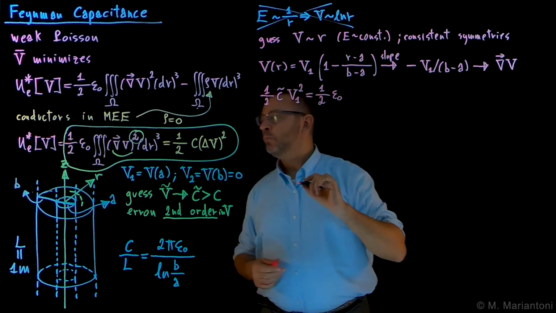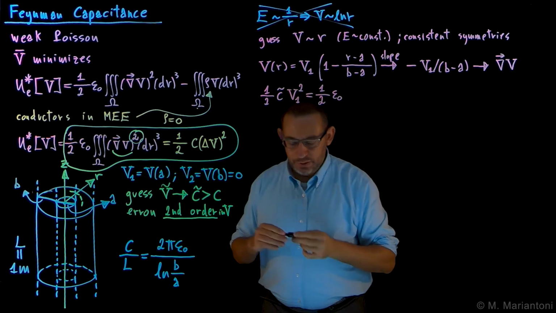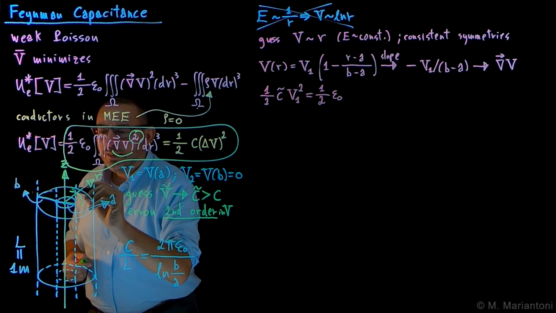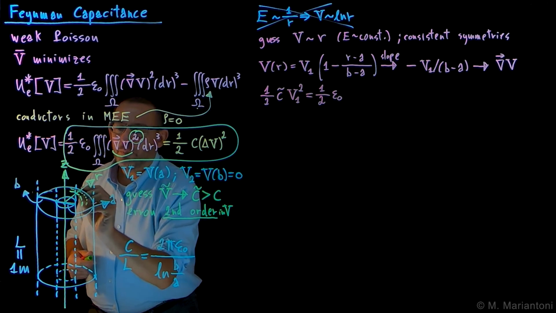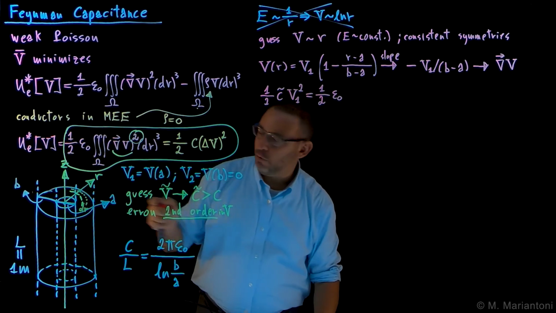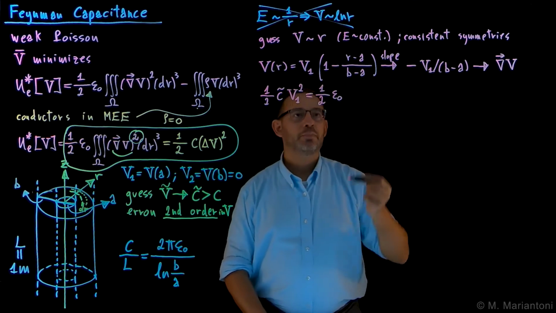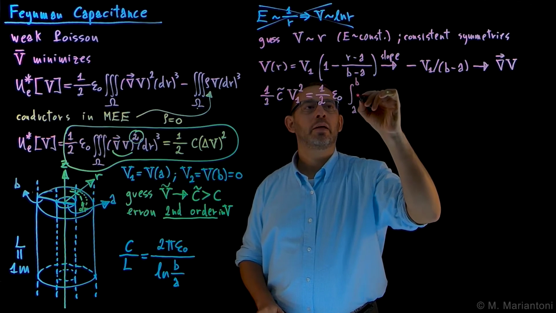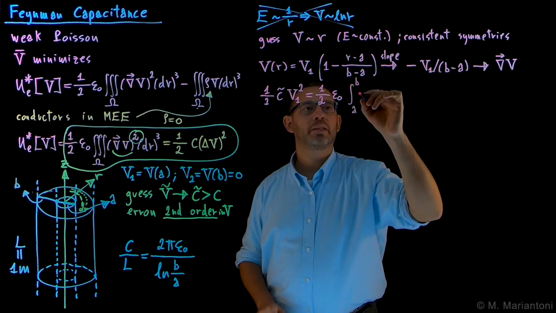1/2 epsilon naught. Now the volume integral. So we need to consider a small volume. The volume will be the volume of a little cylinder which goes from R to R plus dr. For a unit length of 1 meter here, clearly this becomes simply the line integral from A to B in dr, which I'll put at the end.